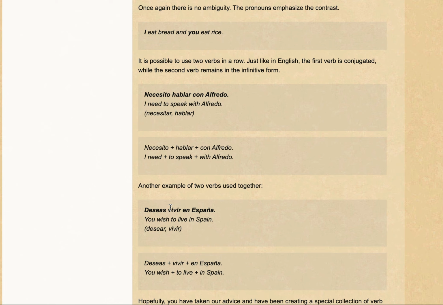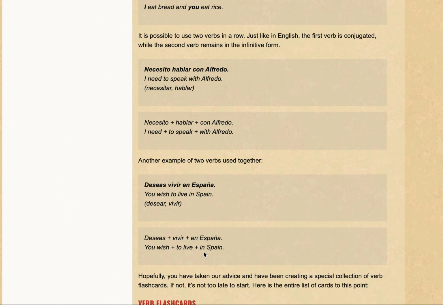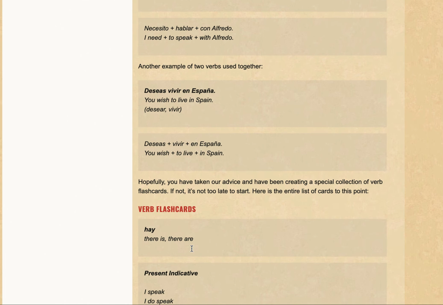So, deseas vivir en España. You wish to live in Spain. Again, they are reinforcing it. Deseas vivir en España. You wish to live in Spain.